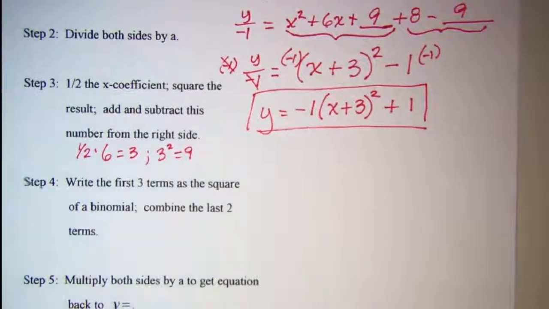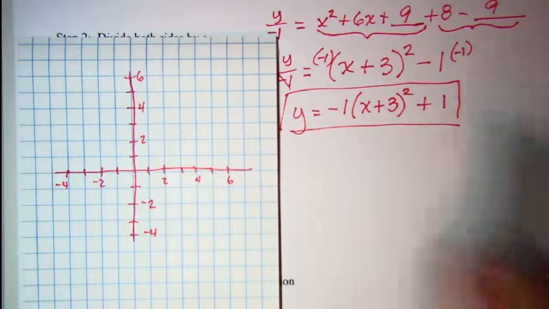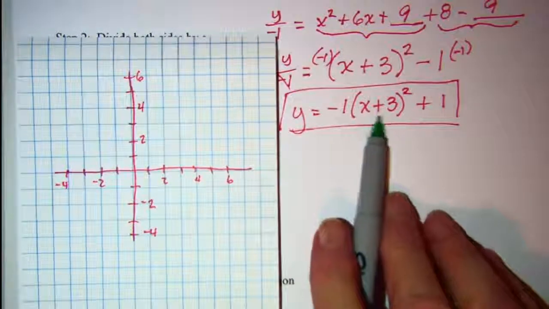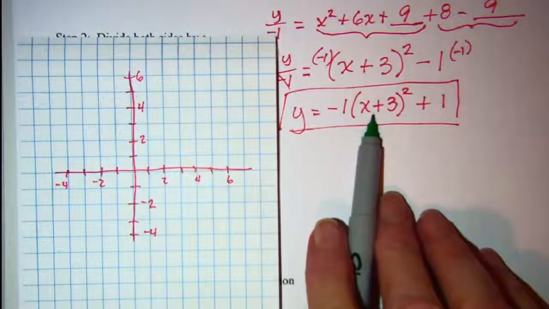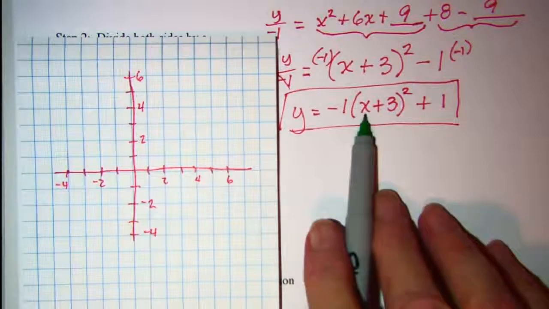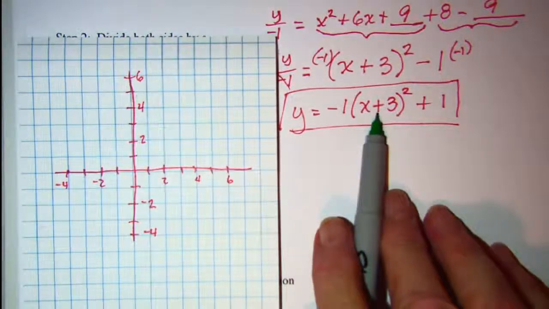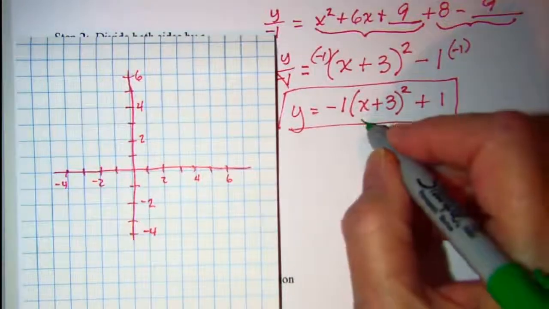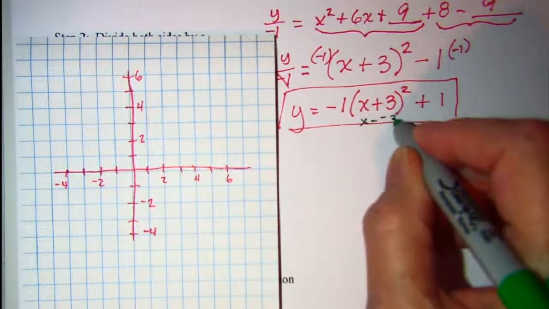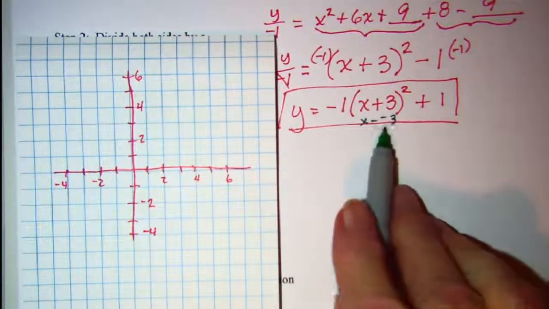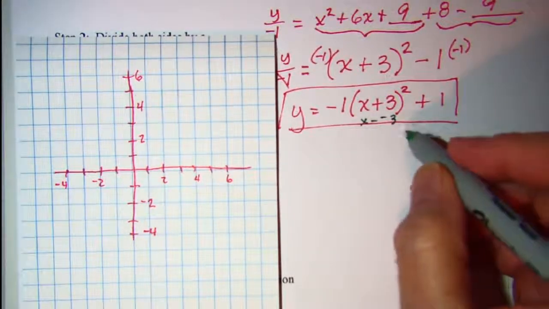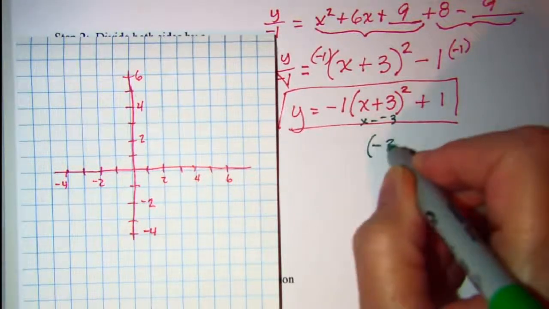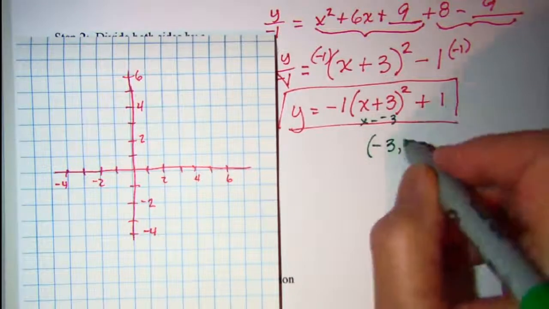Now I'm going to graph that. Alright, this part in the parentheses, it's x subtract a negative 3. So my vertex is at negative 3, 1.